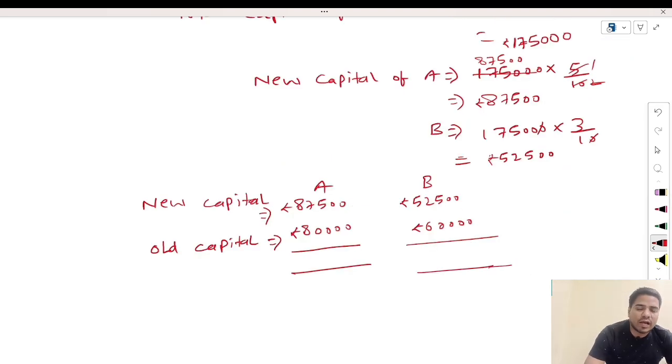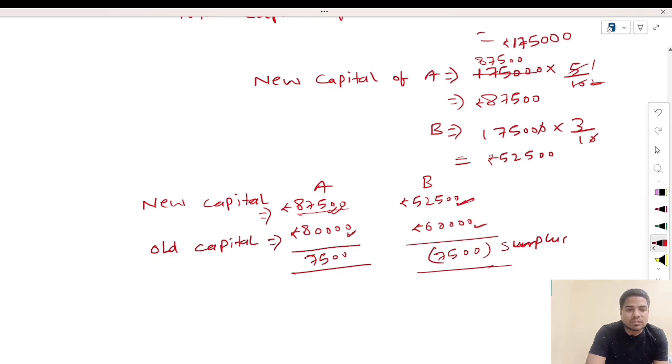Now what do we have to do? We have to compare the new capital with the old capital, and only then can we find how much surplus or deficit there is. Those partners whose present capital is more than the new capital have a surplus balance. Those partners whose present capital is less than the new capital have a deficit balance. A partner having a deficit will bring more capital, and a partner having a surplus will withdraw the amount of capital. This is the concept of capital adjustment.